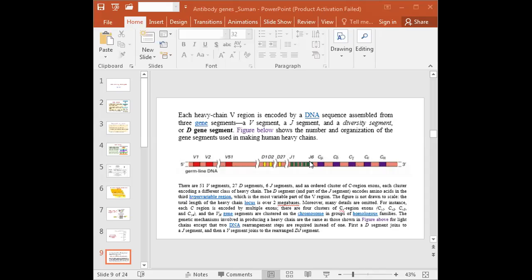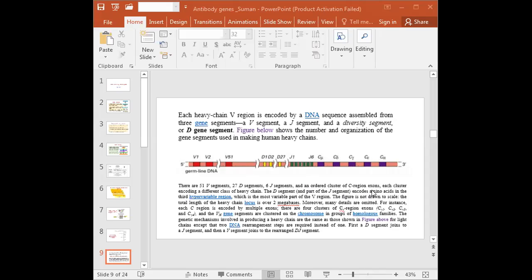In contrast to either L chain locus, there is an additional cluster of elements, the D region, which is known as the diversity segment or D gene segment, that is located between the V and the J clusters, and approximately 25 functional D region genes have been described here. So there are 25 to 27 D segments and 6 J segments, and an ordered cluster of C region exons, each cluster including different classes of the C region.